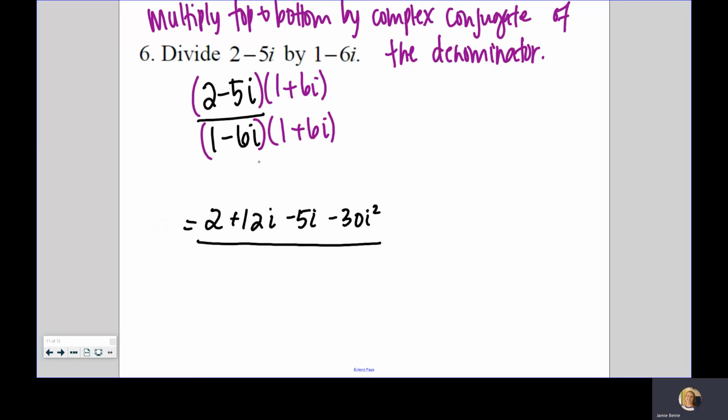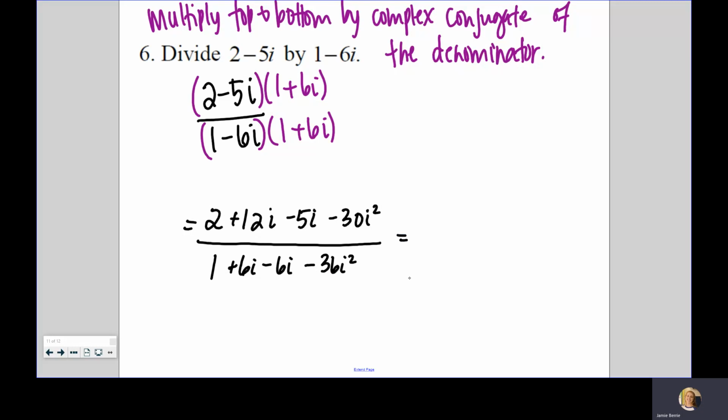Go ahead and multiply out the bottom. 1 times 1 is 1. 1 times 6i is plus 6i. Negative 6i times 1 is negative 6i. Negative 6i times 6i would be minus 36i squared.